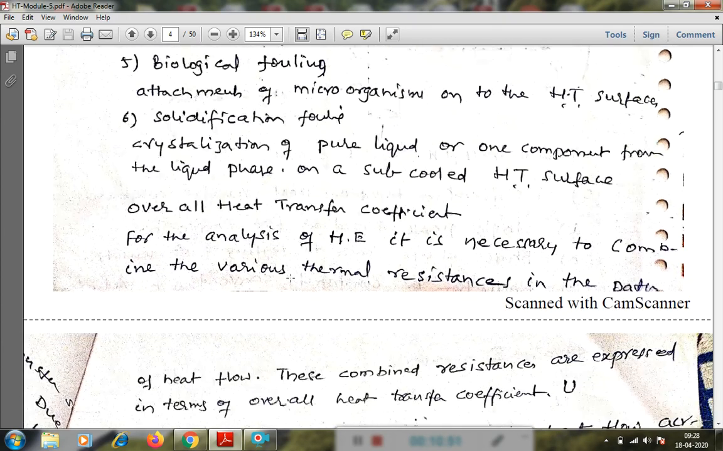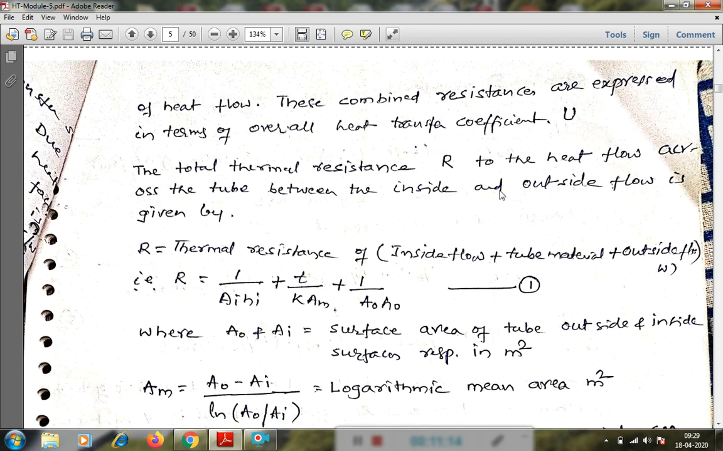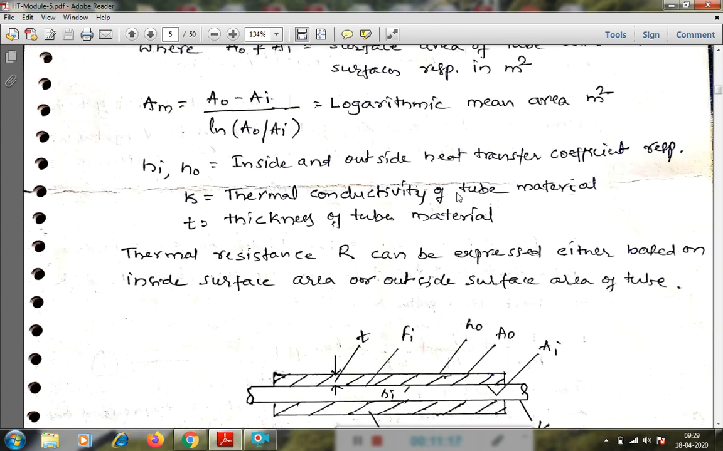Another thing we will consider here is the overall heat transfer coefficient. We have already discussed this overall heat transfer coefficient while discussing conduction heat transfer in the first chapter. For the analysis of a heat exchanger, it is necessary to consider the overall heat transfer coefficient, because the heat transfer takes place by convection as well as by conduction.